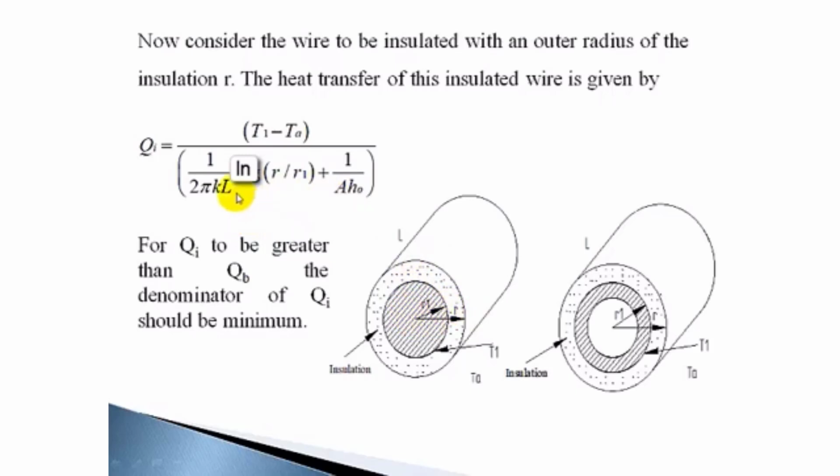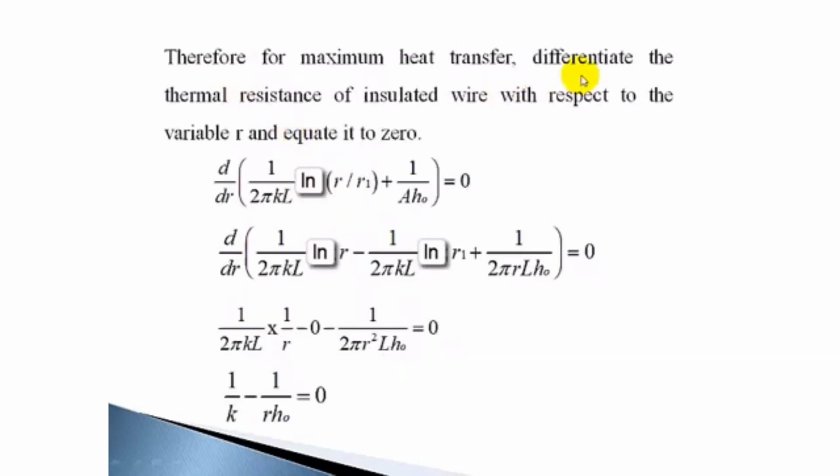To find that out, you can take the denominator, differentiate it and equate to 0, and find out the radius at which this quantity will be minimum. So for maximum heat transfer, we take the denominator, and for minimum quantity of denominator, you differentiate it and equate to 0. I have written the denominator here, and the variable is r, so differentiate with respect to r.